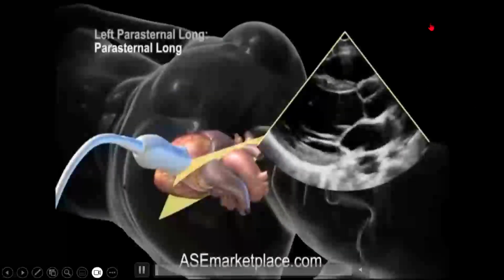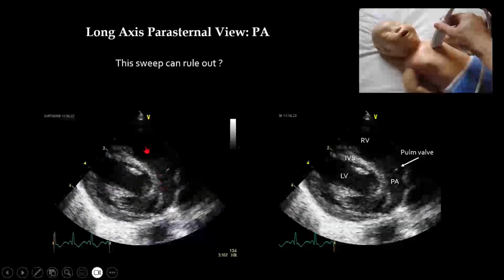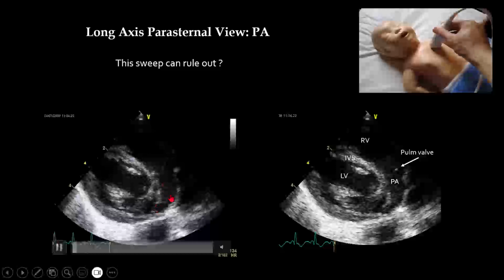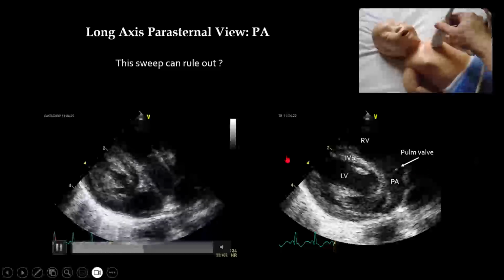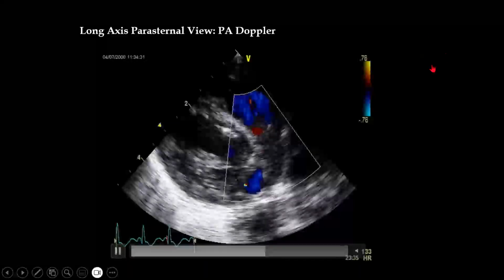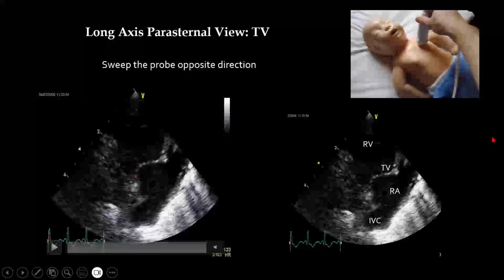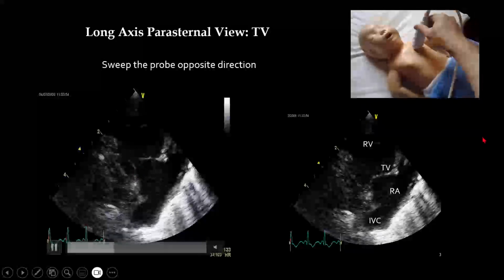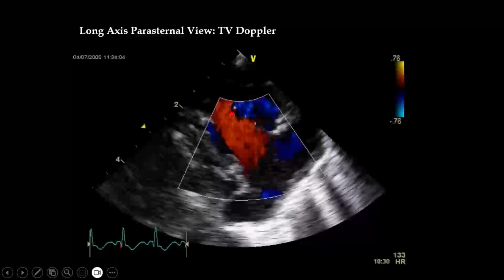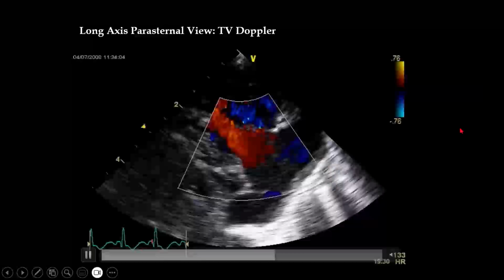Like this, sweep up, that is your pulmonary artery sweep. MPA, RPA, and LPA. We have put a color. Sweep down towards the foot. This is your tricuspid valve sweep. Here we can see the TR jet is blue because it is moving away from the probe. We can calculate the TR gradient here.